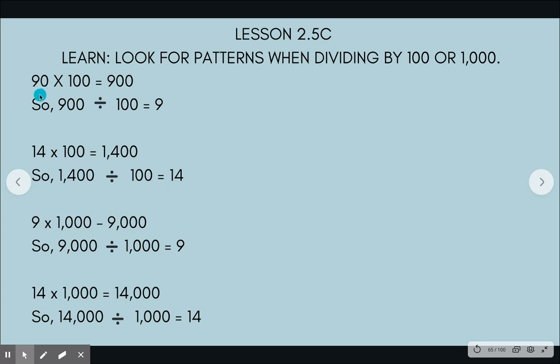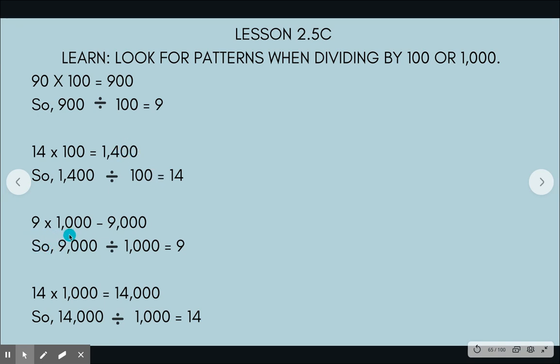So if we know that 90 times 100 equals, oops, I have a mistake here. This should say 9,000. So if we know that 90 times 100 equals 9,000, 9,000 divided by 100 would equal 90. I'll have to go back and fix that. 14 times 100 equals 1,400. So 1,400 divided by 100 would equal 14. You're just taking the zeros off.